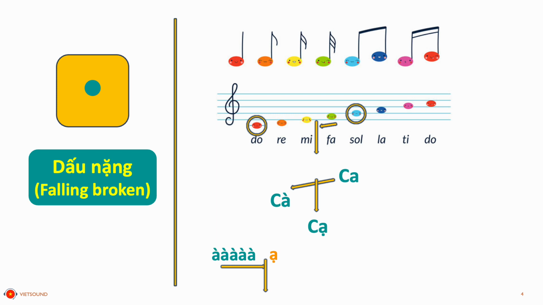One thing I want to say about the falling broken tone is that it makes the sound a little bit shorter. Let's take a look at the 3 tones. We have the word ca. The sound is very long. Ca. The sound is also very long. But the falling broken tone here we have ca, very short.